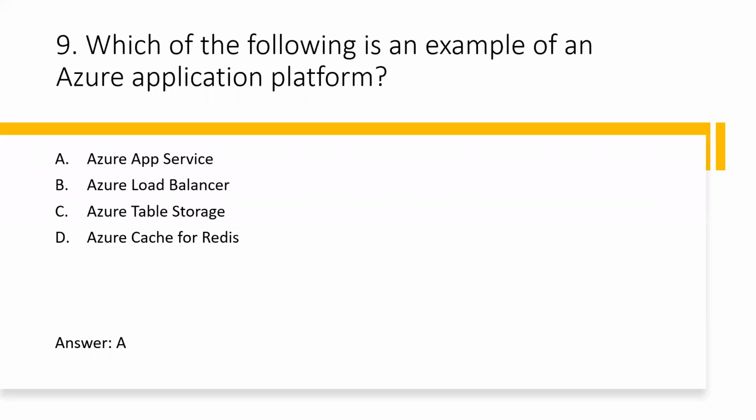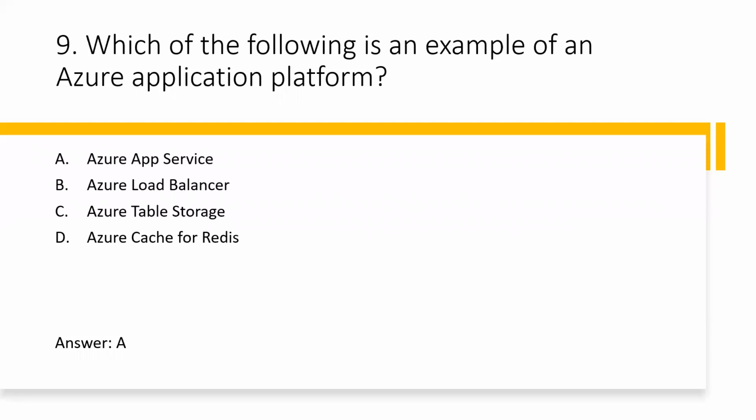Let's check other options. Answer option B, Azure Load Balancer. What Azure Load Balancer does is distribute traffic when there is a lot of demand. It makes sure the load doesn't go to only one instance, and the traffic is distributed across all the instances. There is Azure Load Balancer, but here in the question, which of the following is an example of an Azure application platform? So option B is not right.